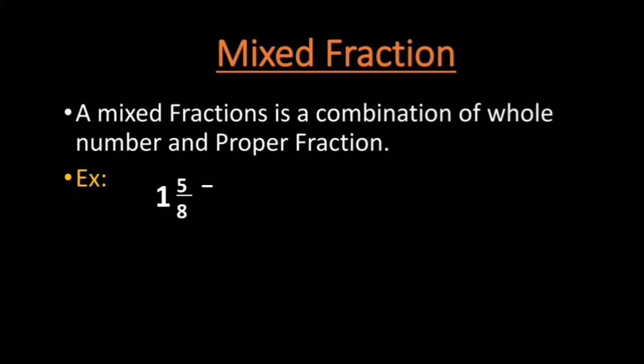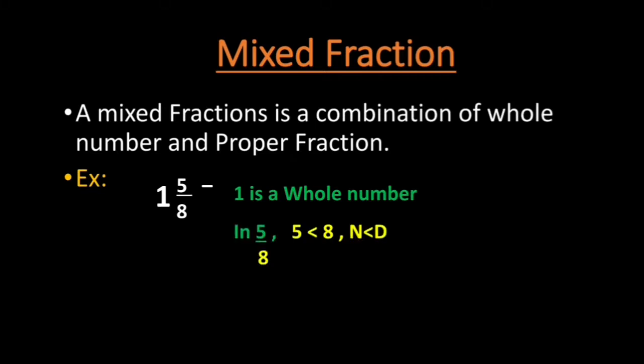Example: 1 5/8. 1 is a whole number. 5/8 is a proper fraction. Why? In 5/8, 5 is less than 8, which means the numerator is less than the denominator. Now can you give me one more example for mixed fraction? Another example is 3 1/4, 7 2/9. That is also an example for mixed fraction.